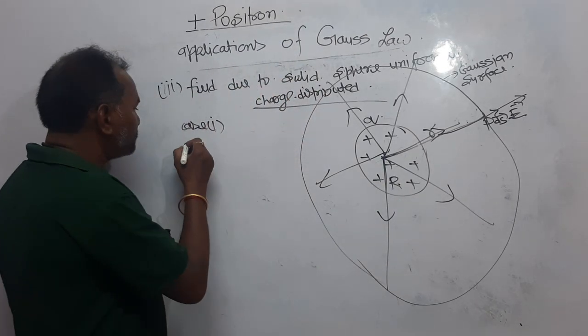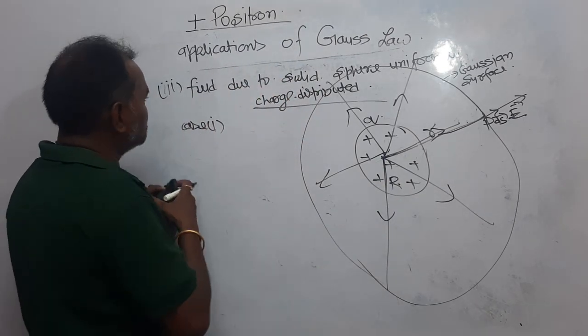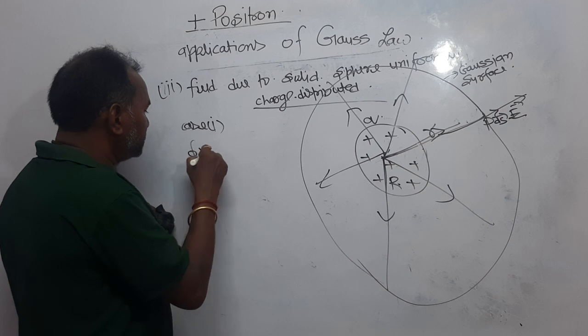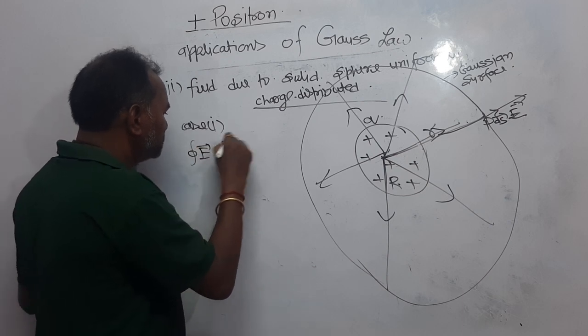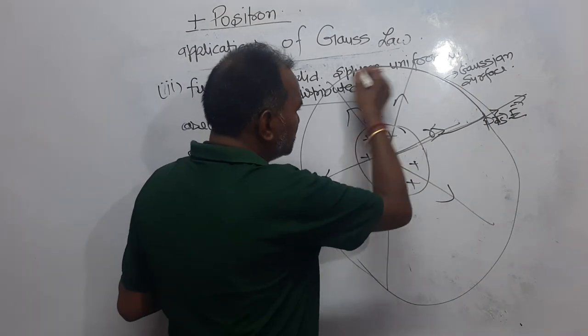In this case, now apply the Gauss law. What happens? Integral E dot ds is equal to the total charge inside this Gaussian surface.